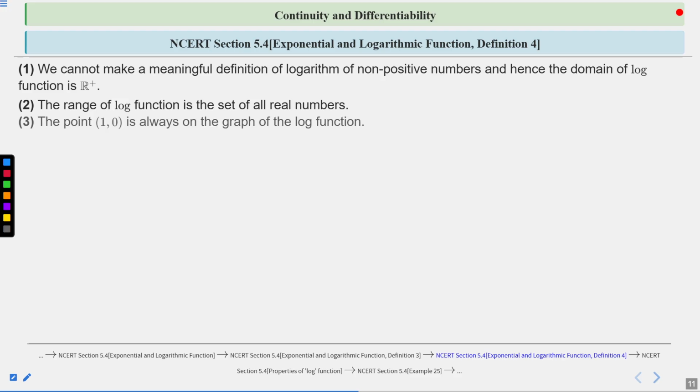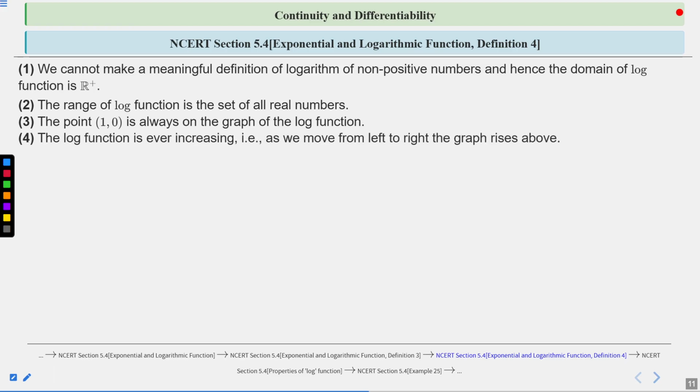Third, the point (1, 0) is always on the graph of the log function. Fourth, the log function is ever increasing, that is, as we move from left to right, the graph rises.